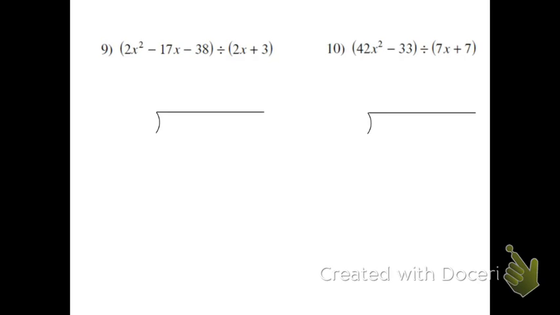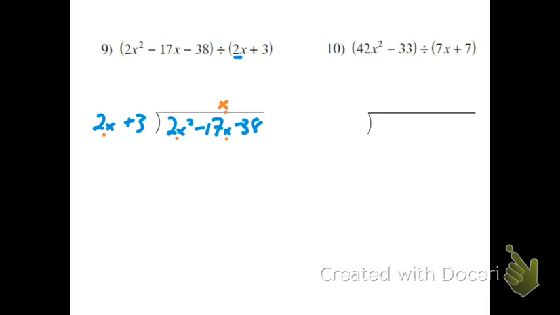Now, on to number 9. All right, now this one's different because we have a 2x instead of just an x. So, the 2x is going to go out front, plus 3, and then inside I have 2x squared minus 17x minus 38. All right, now, first thing we have to figure out, what do you multiply by 2x to get 2x squared? It should just be an x.